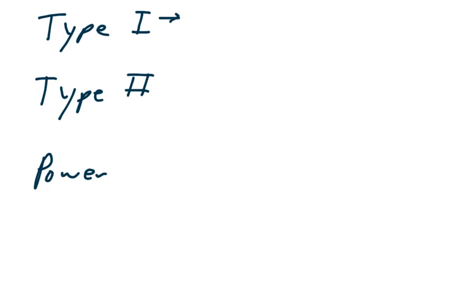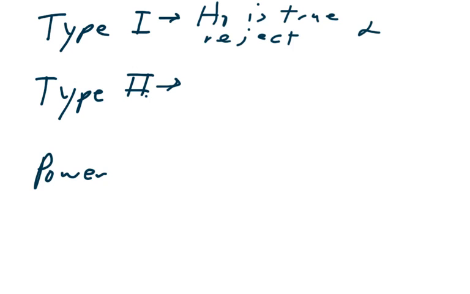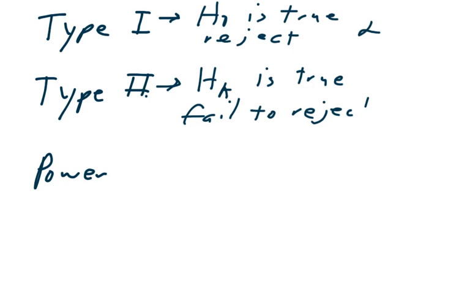Alright, in class we talked about type 1 and type 2 errors. Type 1 is H sub 0 is true, but we reject. And alpha is the chance of making a type 1 error. Type 2 error is that the alternate is true, but we fail to reject. And we call that error sometimes beta.